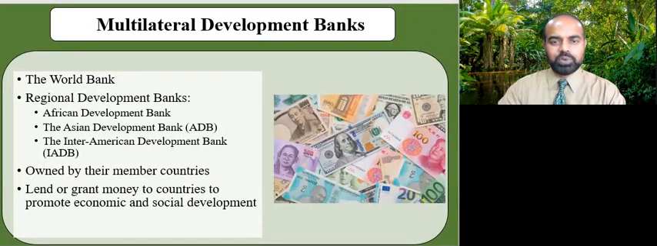Shifting to multilateral development banks, we have the World Bank, which is one multilateral development bank. Besides the World Bank, which operates globally, there are regional development banks such as the African Development Bank, the Asian Development Bank, and the Inter-American Development Bank. Each operates in their respective regions. These banks are owned by the member countries and they lend or grant money to countries to promote economic and social development.